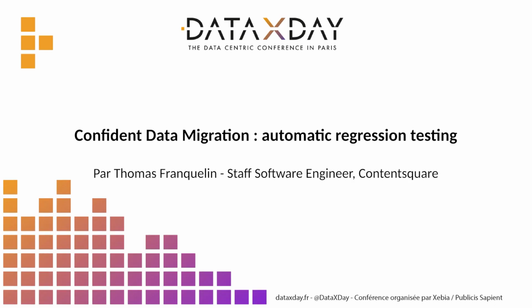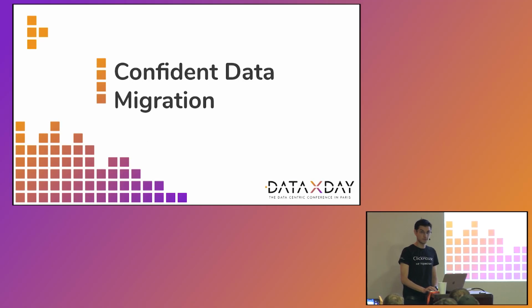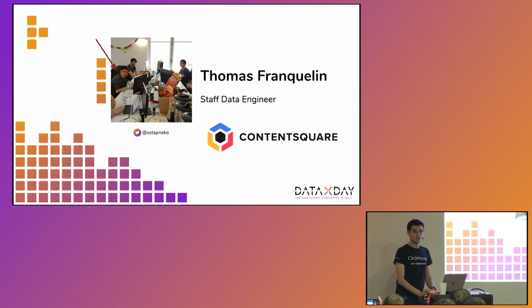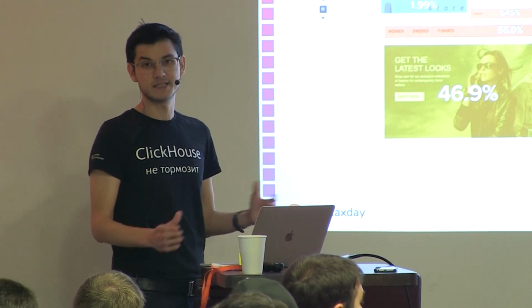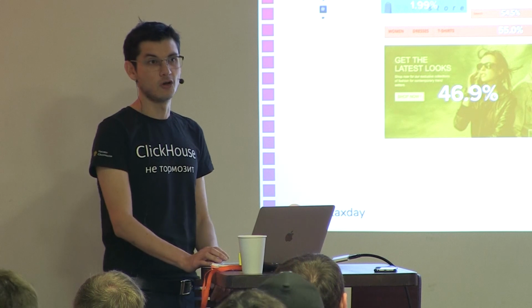So, as you said, today we're going to talk about the lessons learned at ContentSquare about the frightening topic of data migration. I'm Thomas Franquelin, staff data engineer at ContentSquare, and basically, ContentSquare is a company that collects a lot of anonymous navigation data from websites and mobile apps in order to compute statistics that are going to be used to improve UI.